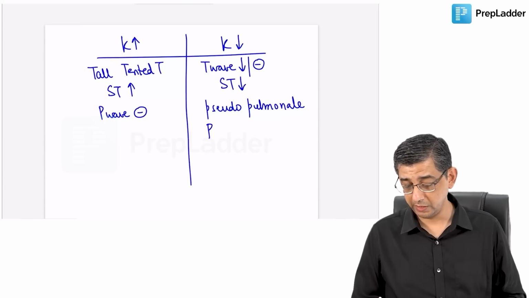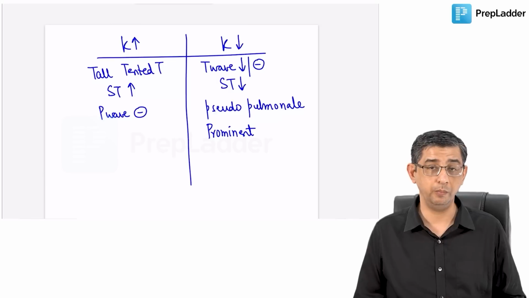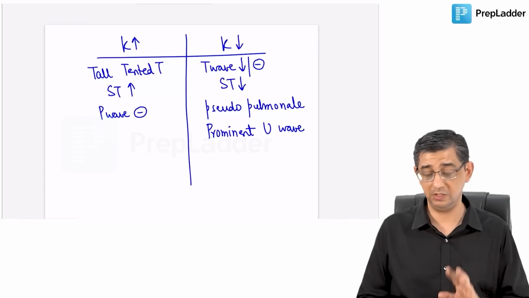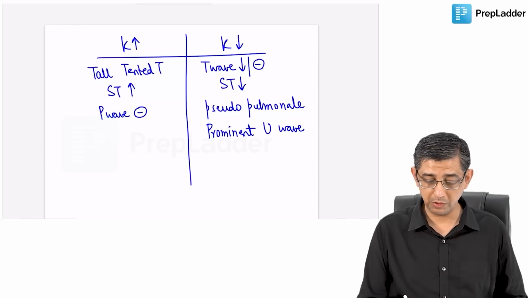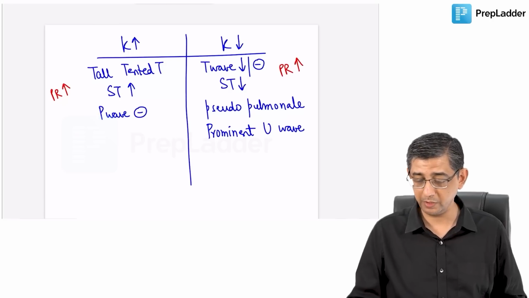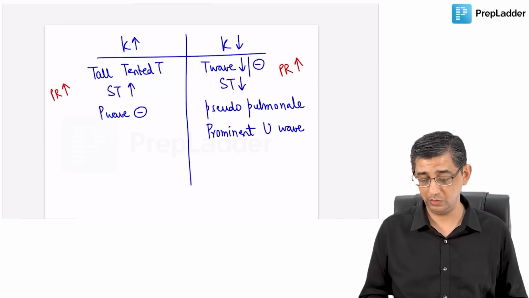Then a new wave that can be generated here. What I mean by new is that it would be becoming prominent, that is prominent U wave. Otherwise U wave can be found in ECG of a normal person as well. The common information between the two is PR prolongation, which is seen with both because potassium gradients will affect the conduction from SA node to the AV node.